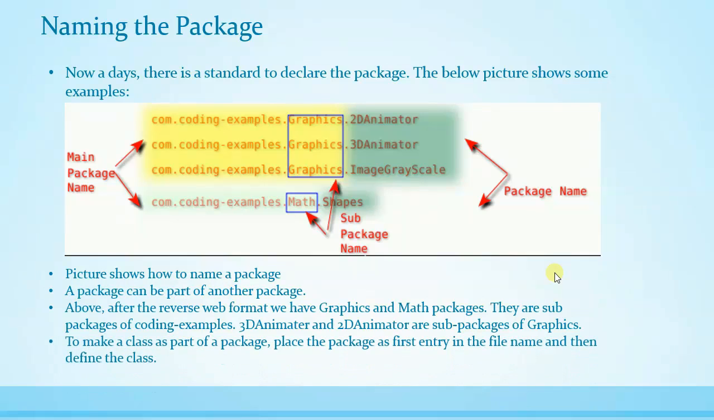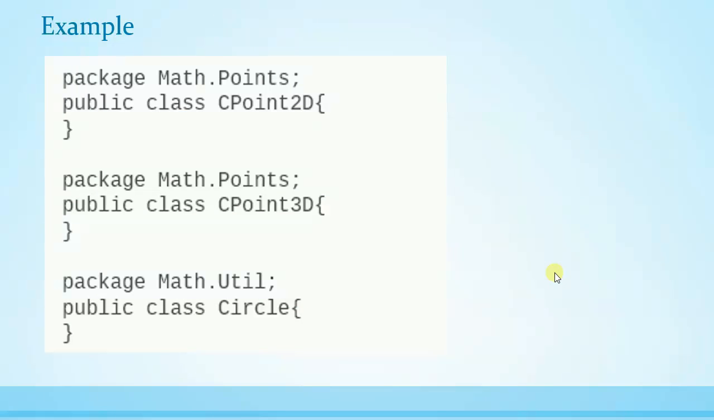To make a class part of a package, place the package statement as the first entry in the file and then define your class. We already pointed this out, and here is an example of packages. Here we have three parts. In the first part we defined a class in a file called c2d.java, then c3d.java, then circle.java. There are three Java files, and in each file we have a class.